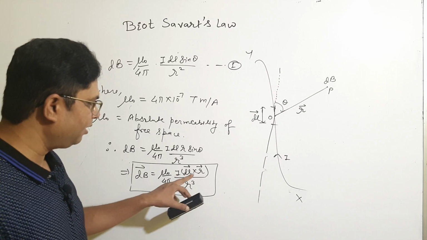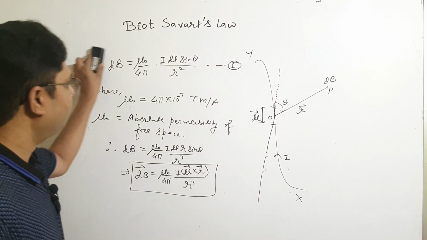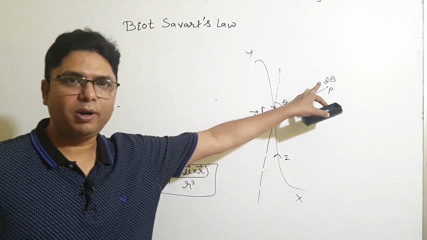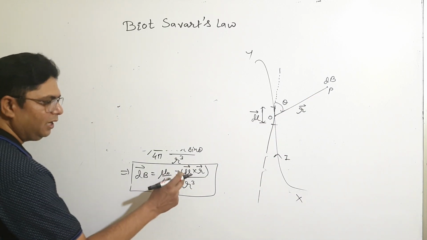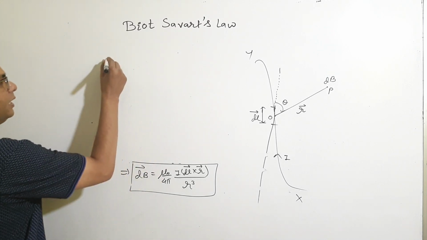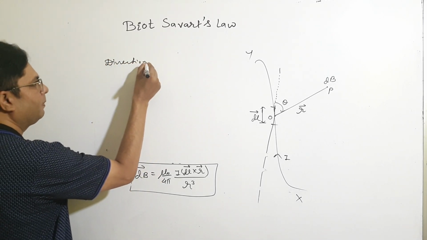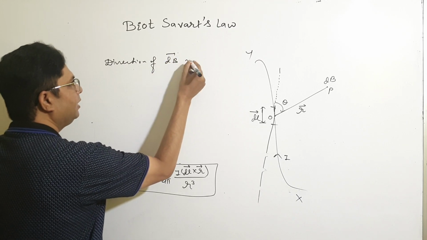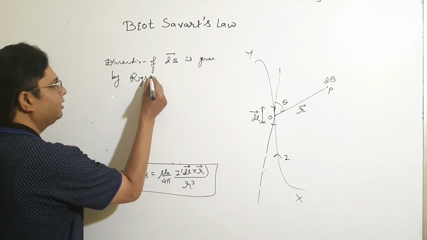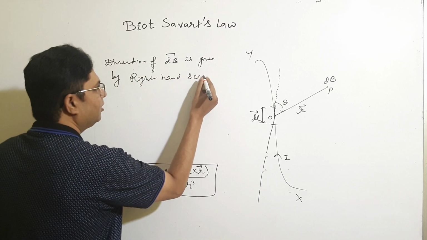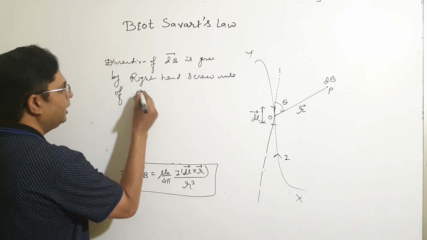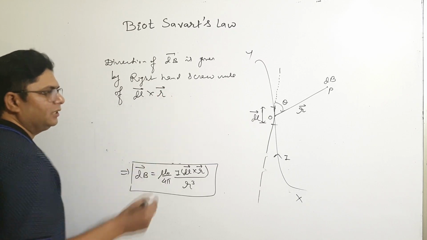Here you are seeing that dl cross r is a cross product of two vectors. So the direction of the magnetic field at the point is obtained by dl cross r, that is, the right hand screw rule. So the direction of dB is given by the right hand screw rule of dl cross r.